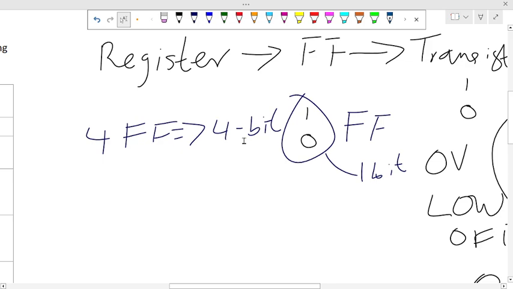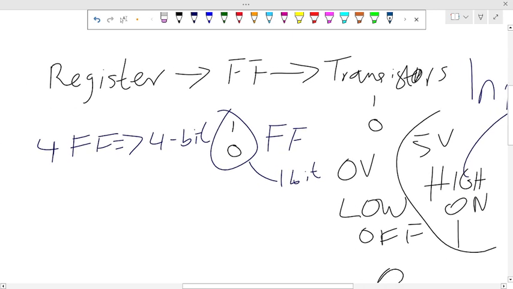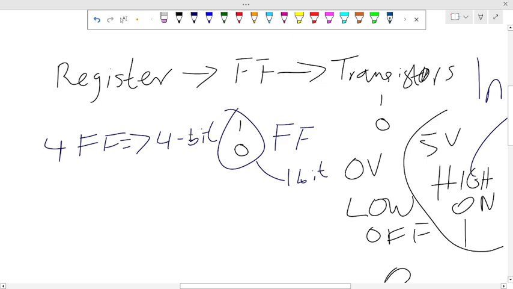Okay, so this simply means increasing the number of transistors simply means you are increasing the number of flip-flops, which means you are increasing the number of bits. So if we now have 8 flip-flops, that would be what? 8 bits. So are we seeing it now?